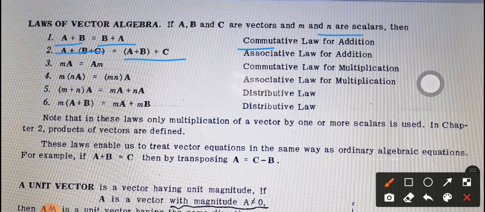M into a will be equal to a times m, as we know that it will only affect the magnitude in case of m positive. So it doesn't matter whether we multiply from the left hand side or from the right hand side. Similarly, m into (n into a) will be equal to (m into n) into a. (m plus n) into a will be equal to m a plus n a, because it will affect the magnitude only. M into (a plus b) will be equal to m a plus m b. So these are some laws that we discuss about vectors.